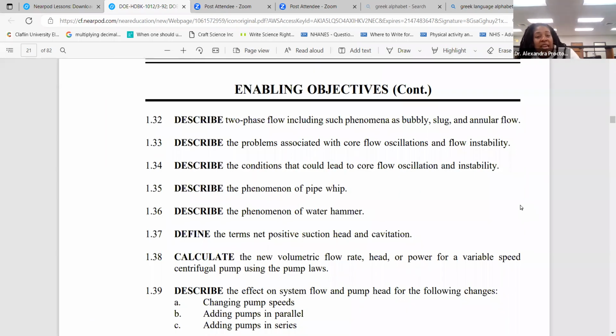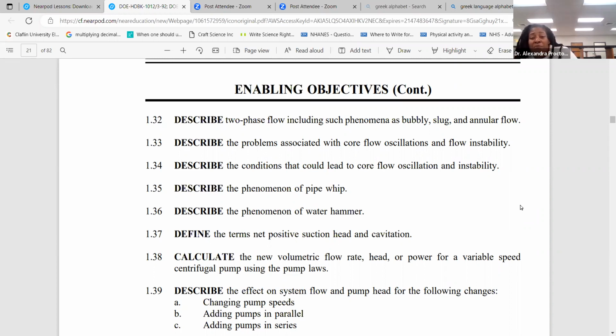Define two-phase flow, and describe two-phase flow, including such phenomena as bubbly, slug, and annular flow. Describe the problems associated with core flow oscillations and flow instability. Describe the conditions that could lead to core oscillation and instability. Describe the phenomenon of pipe whip and the phenomenon of water hammer.